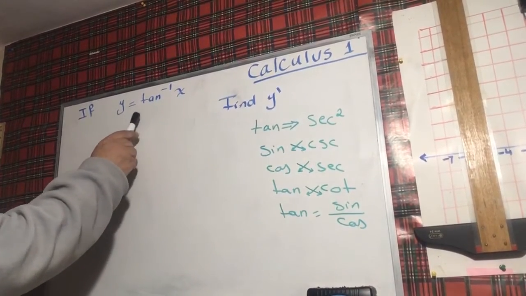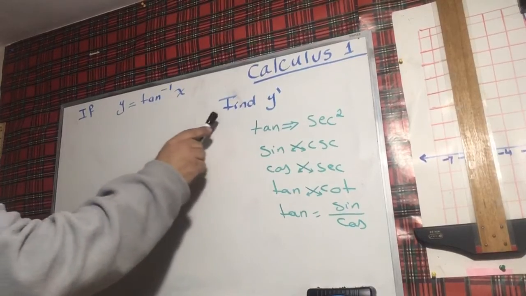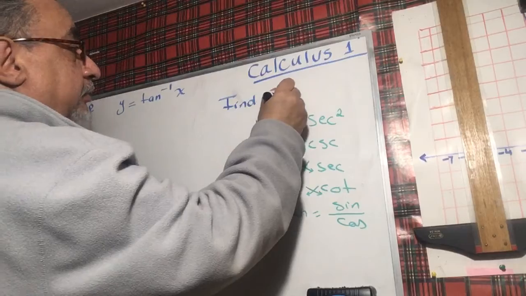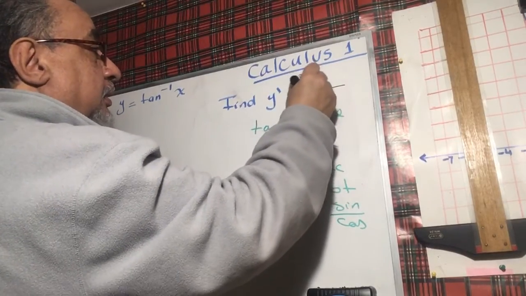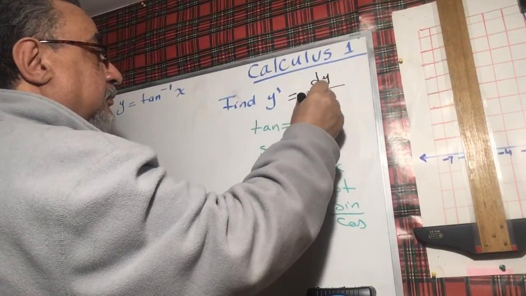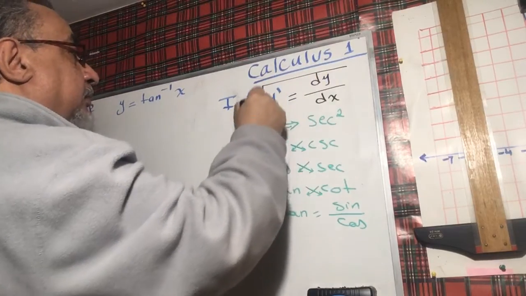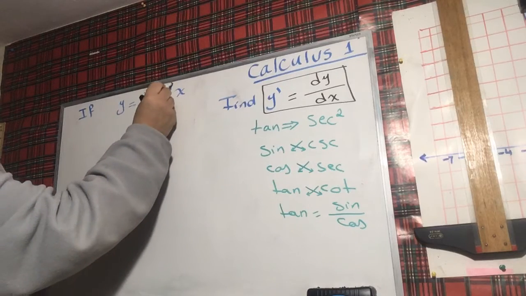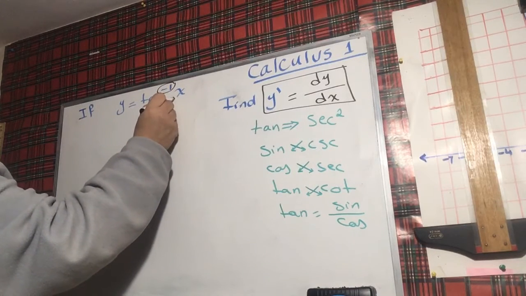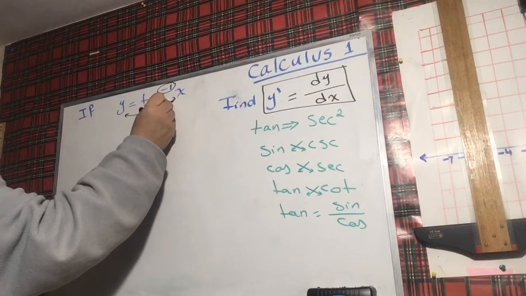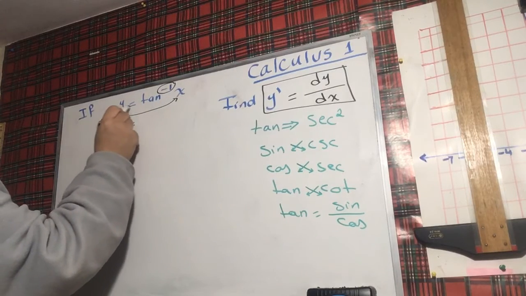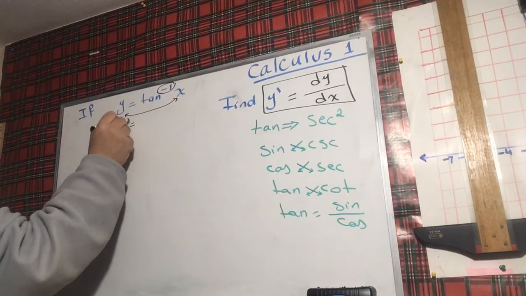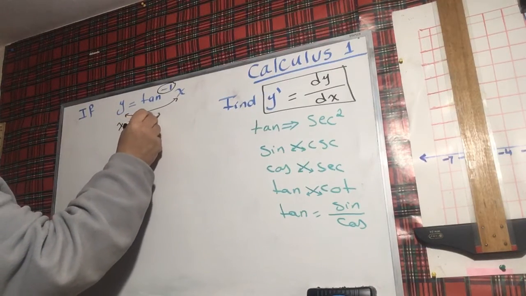If y equals tangent inverse of x, find y prime. y prime equals dy/dx. This is y prime. Now, when you have tangent inverse, you can swap x and y. So y equals tangent inverse of x, so x equals tangent y.